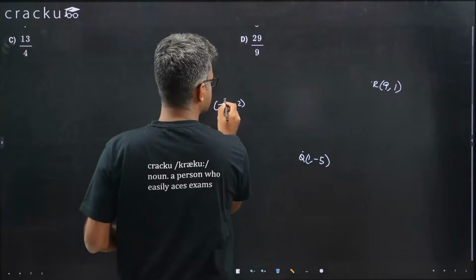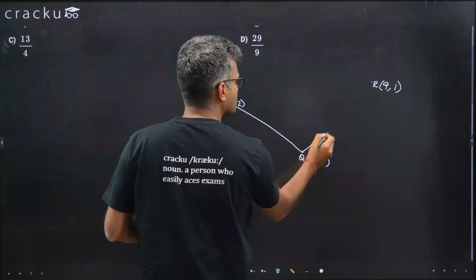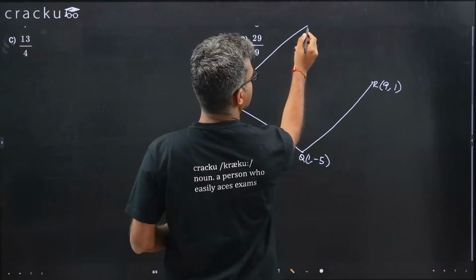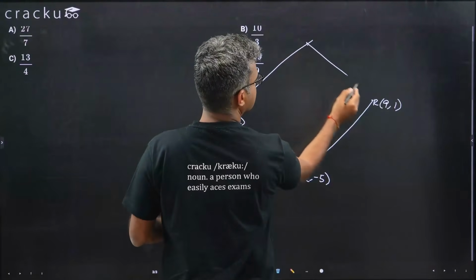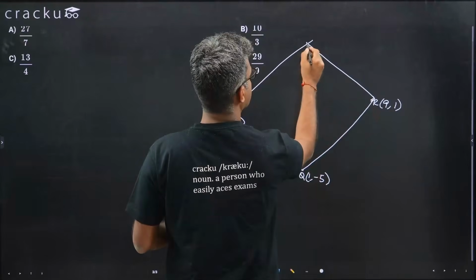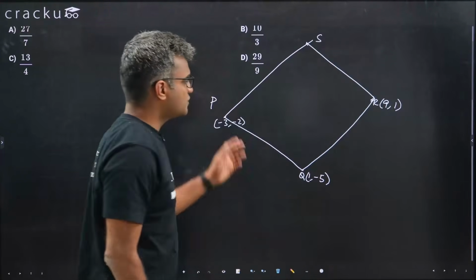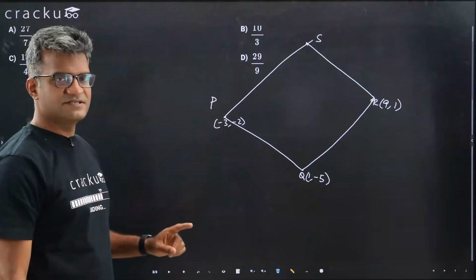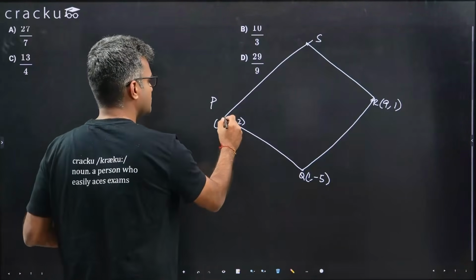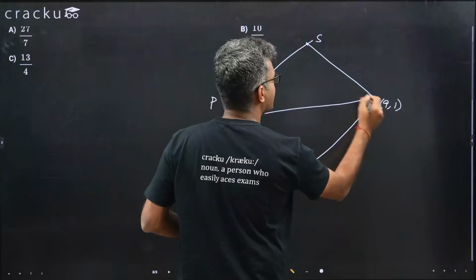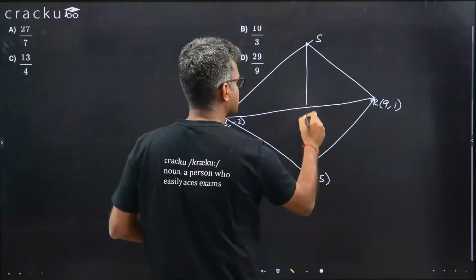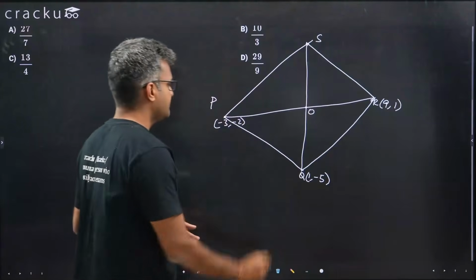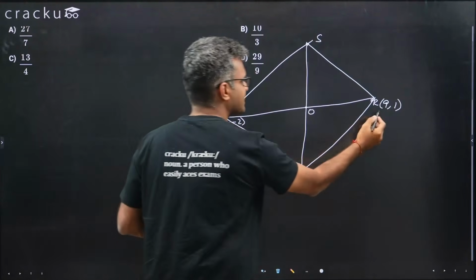Let me draw this. Actually, this is PQ. This is QR. I'm assuming somewhere over here will be S. We are told that PQRS is a parallelogram. We can calculate the vertices of S. How do we calculate it? We know that the diagonals intersect each other. So we can easily calculate this point, O, because that will be the midpoint of P and R.